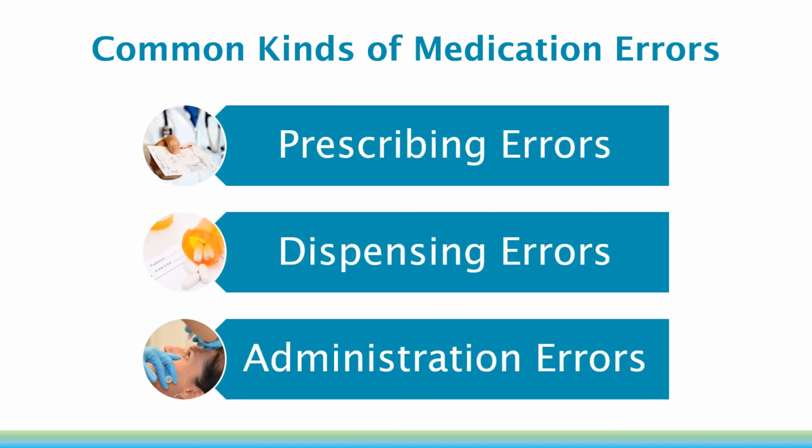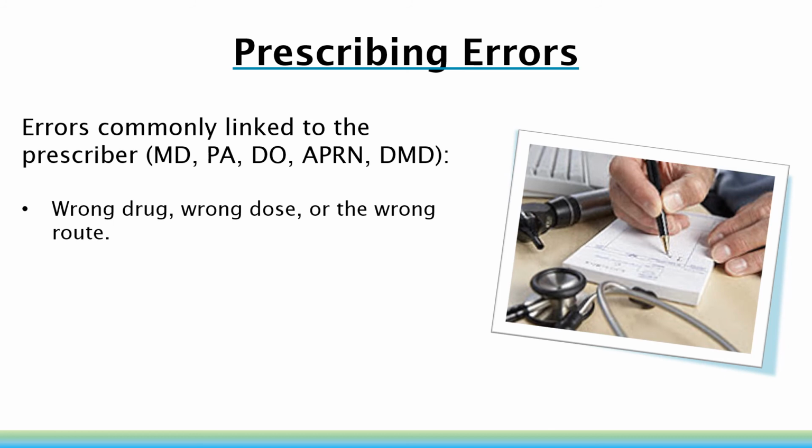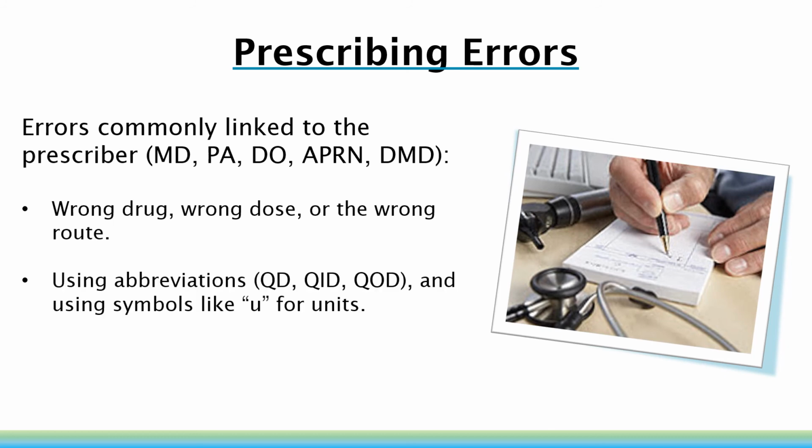These are the 3 most common kinds of medication errors: administration errors, dispensing errors, and prescribing errors. First, we'll talk about prescribing errors. These are errors commonly linked to the prescriber, which could be an MD, PA, DO, APRN, or DMD.